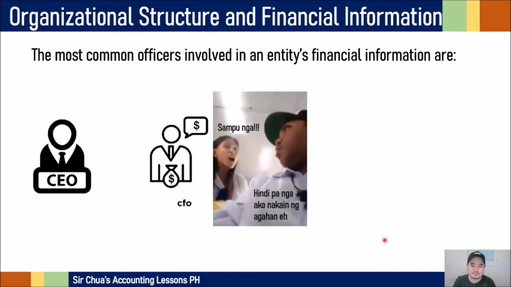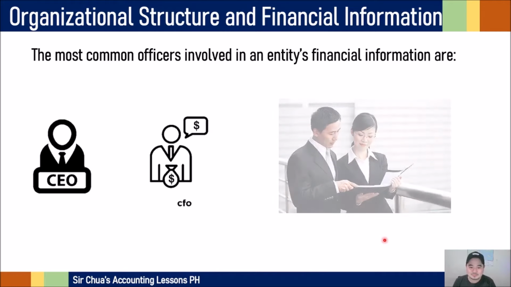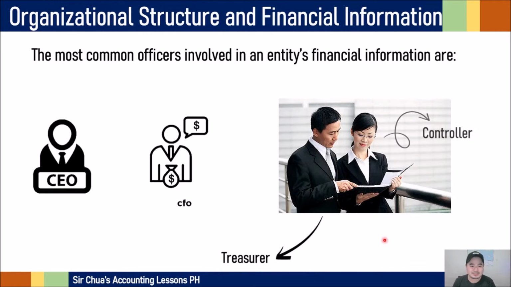Ten. I haven't even eaten breakfast yet. Just kidding. Okay. So, it's the treasurer of the entity and the controller of the entity.